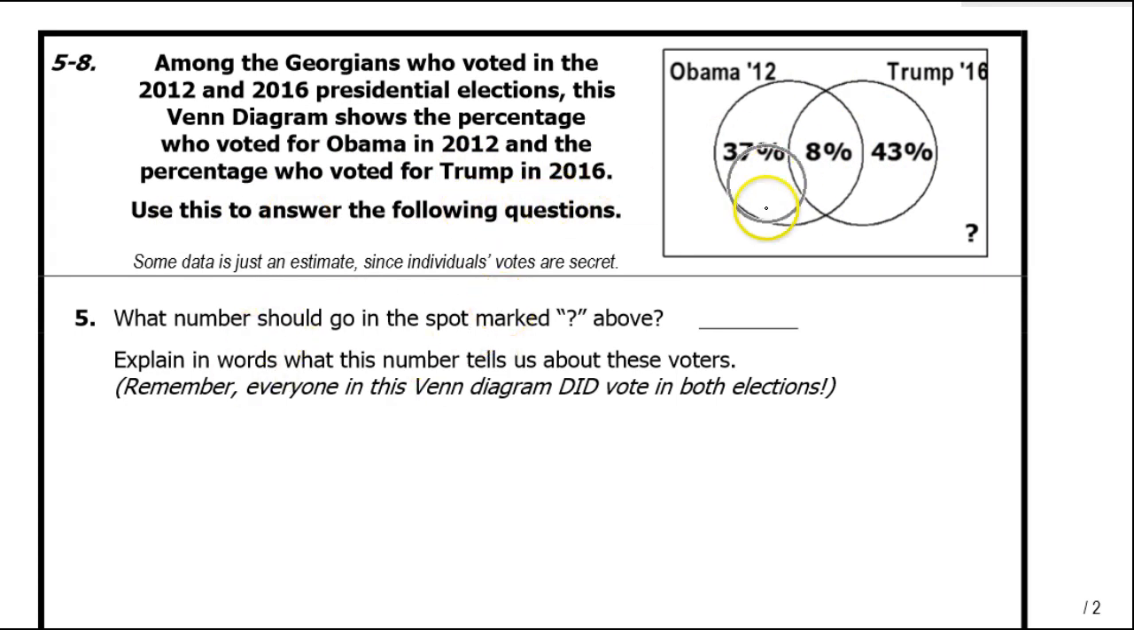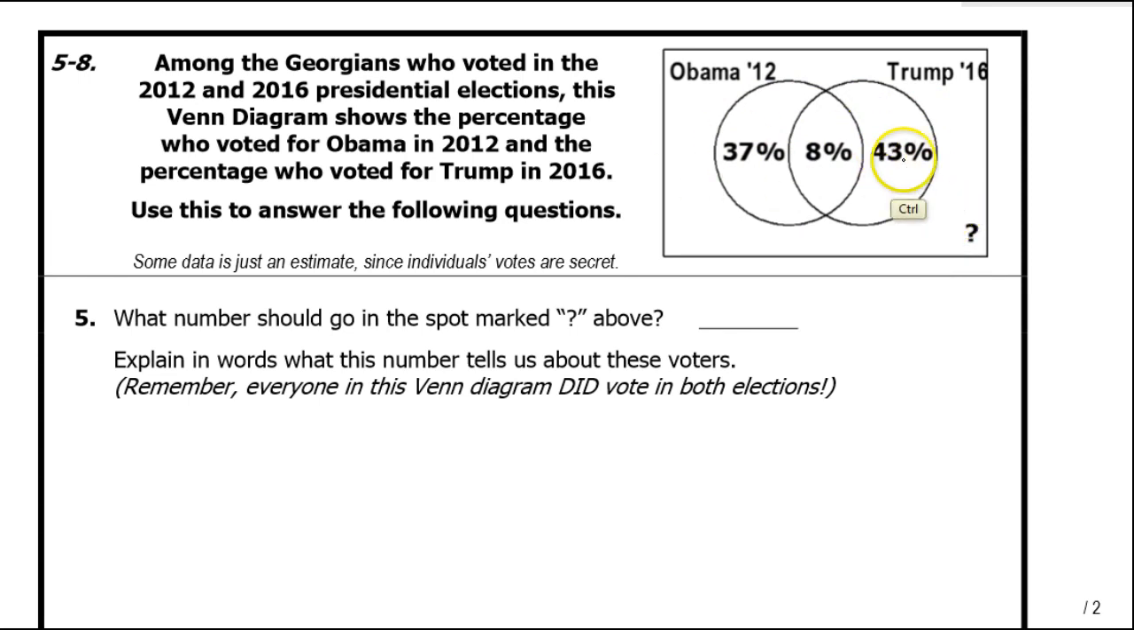Before we go on, please understand the following. Obama 2012, Trump 2016. Those are two different years. Obama and Trump did not run against each other. People were not choosing between Obama and Trump. I'm mentioning that because a lot of students said the people out here are people who didn't vote at all, like as though Obama and Trump were the only options they had. So if they didn't vote for Obama and they didn't vote for Trump, then they must not have voted.